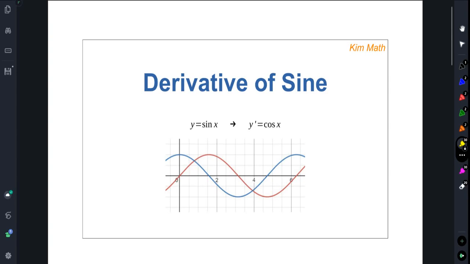Hi everyone. Today we will discuss the derivative of sine. If y equals sine of x, then the derivative of y, or y prime, is cosine of x.